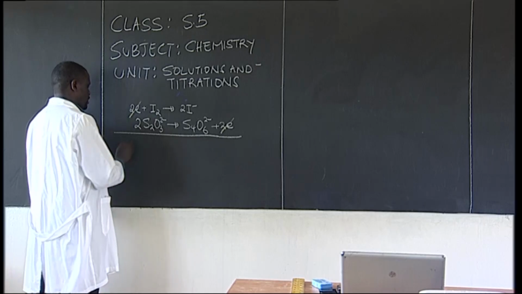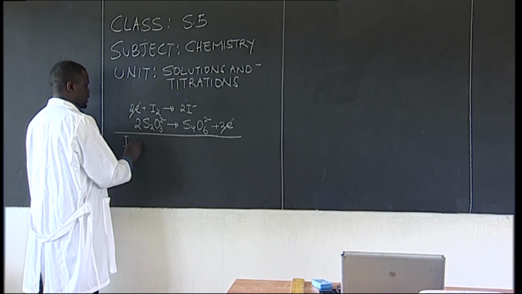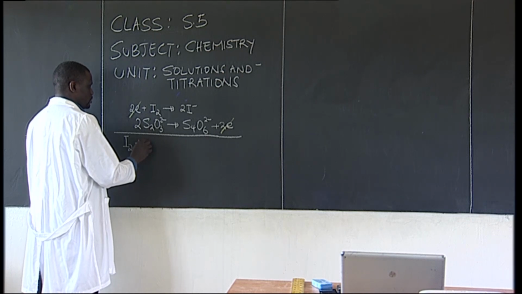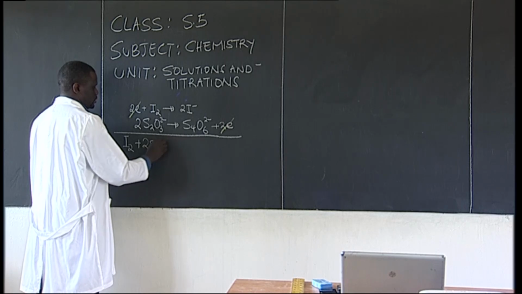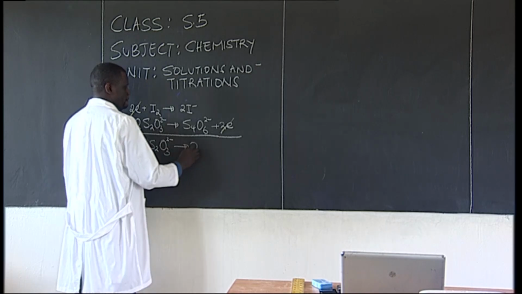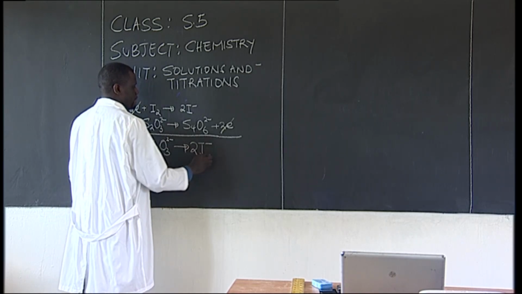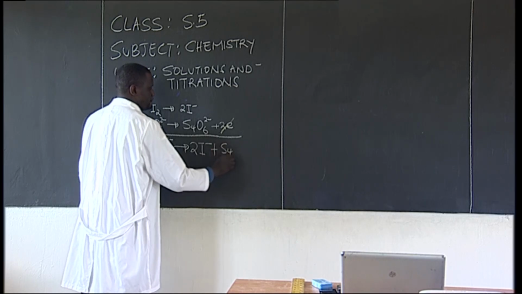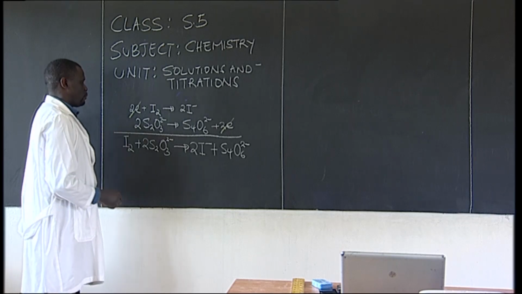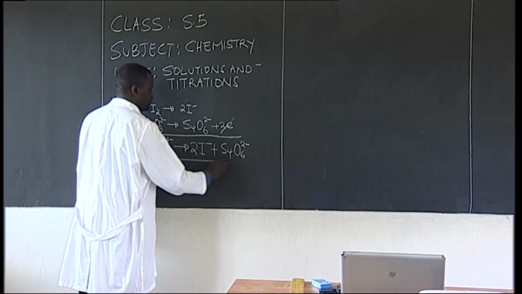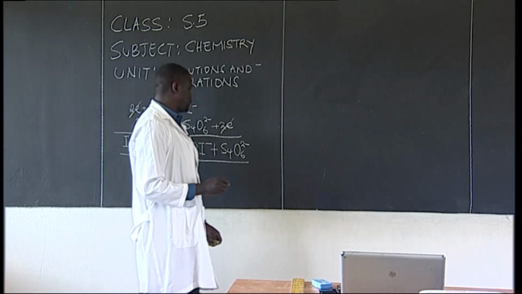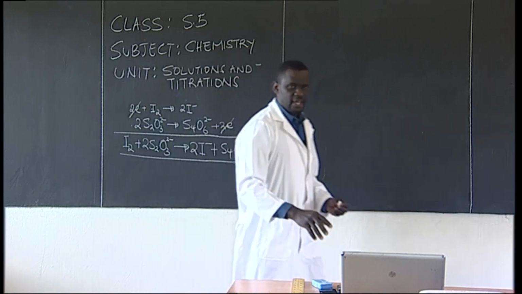So we shall have iodine, hence iodometric titration, plus 2 thiosulfate, giving us 2 iodide plus tetrathionate. So this is our equation. If you look at it, it's redox: reduction, oxidation. But we are also going to see very many other equations.